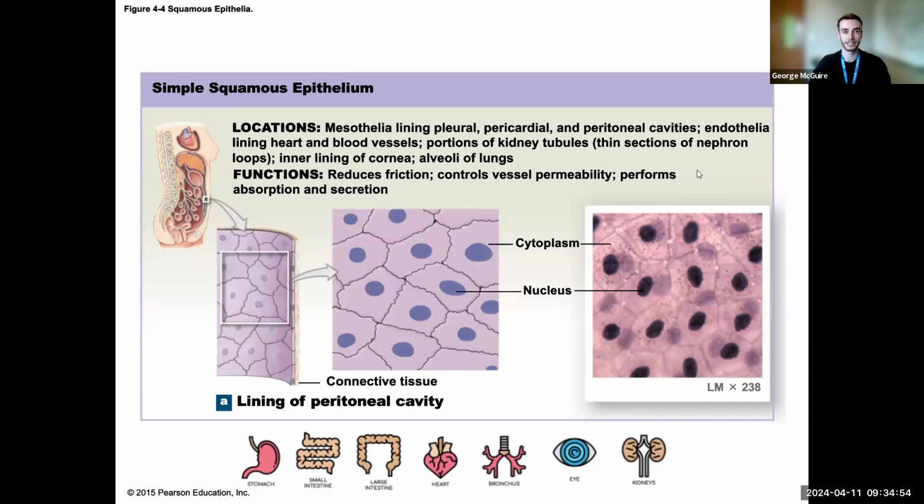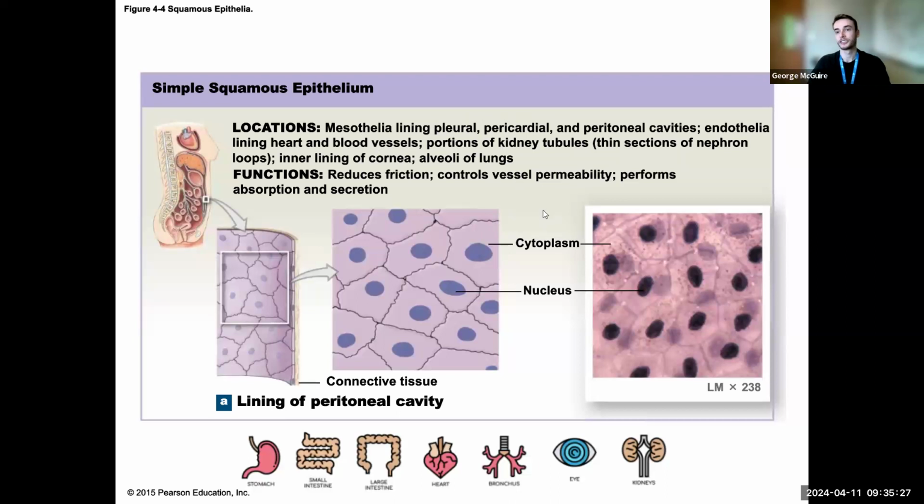These are really common. They're found in lots of different areas, lining a majority of the cavities in between different organs, which are our pleural cavities. The pericardial cavity would be right outside of the heart. The peritoneal cavities would be the space in between your digestive organs. These are found in the lining of the heart and blood vessels themselves, portions of our kidney tubes, the inner linings of our cornea and our eyes, and the alveoli of our lungs. So they're present in lots of different places.